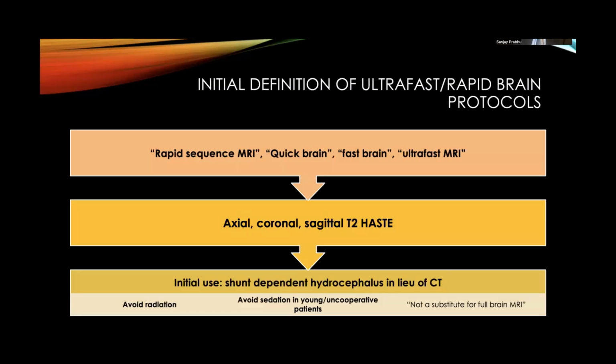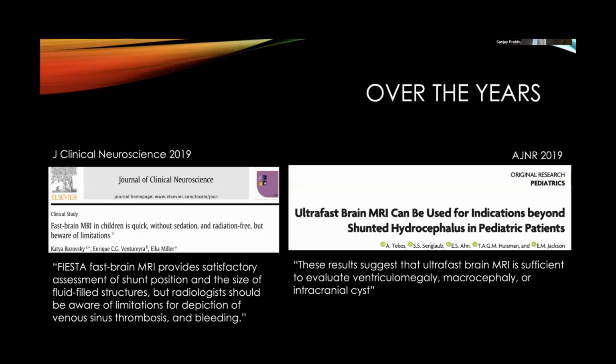So the words rapid sequence MRI, quick brain, fast brain, ultra-fast MRI have been used primarily in the last few years to describe the axial, coronal, and sagittal T2 HASTE images performed, especially in patients with shunt-dependent hydrocephalus in lieu of CT. And the idea is to avoid radiation, avoid sedation in young uncooperative patients, and specifically not as a substitute for a full brain MRI, as was the case made in most reports for these studies.